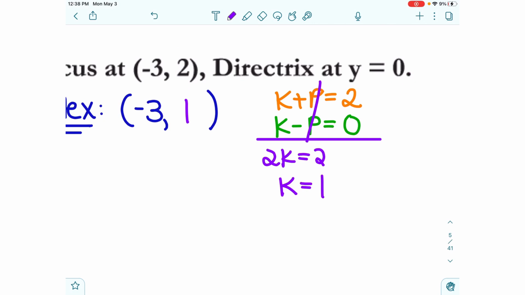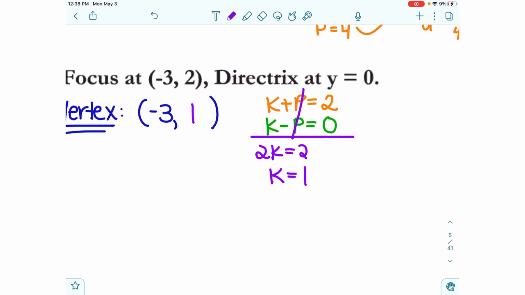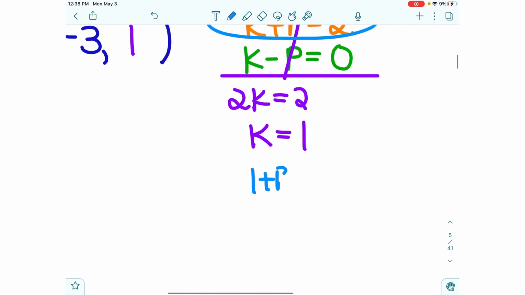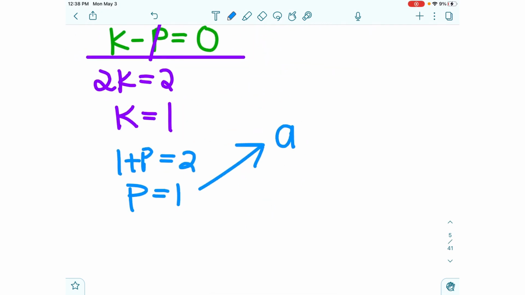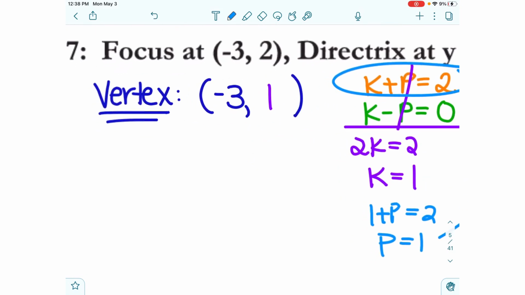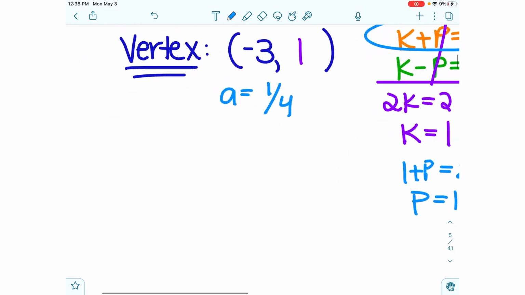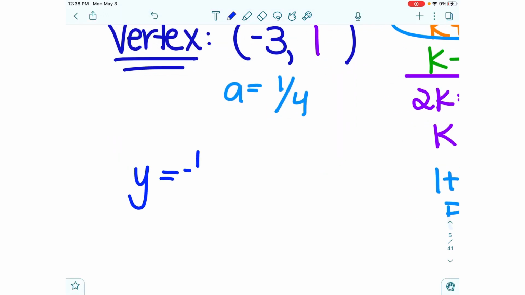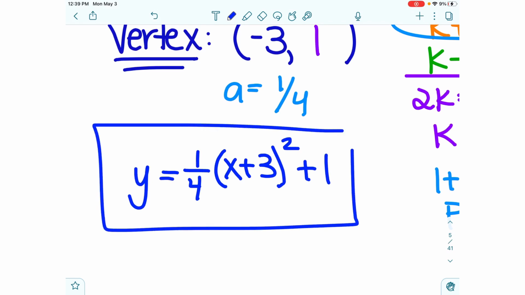Now, I now know that the k value is 1, so I can go back and find the p value. I'm going to plug into this one. 1 plus p equals 2. Well, that means that p has to equal 1, which tells me that a is 1 over 4 times p, so a is 1/4. So then I can write my equation. Here's my final answer. Y equals 1/4, parentheses x plus 3, quantity squared, and then plus 1. That's the answer.